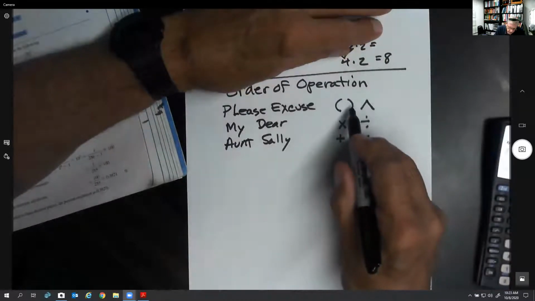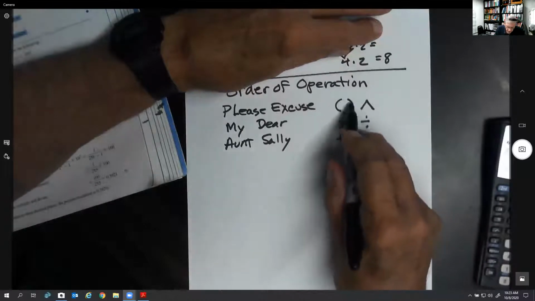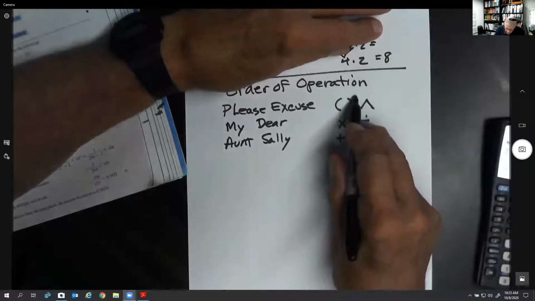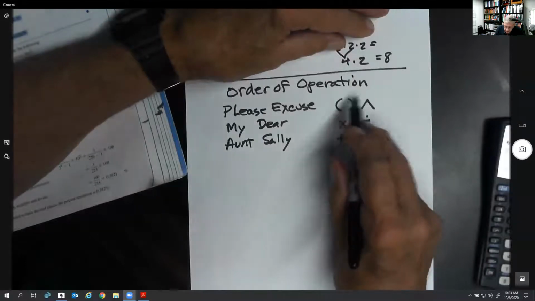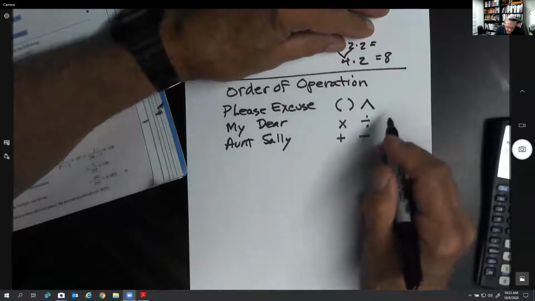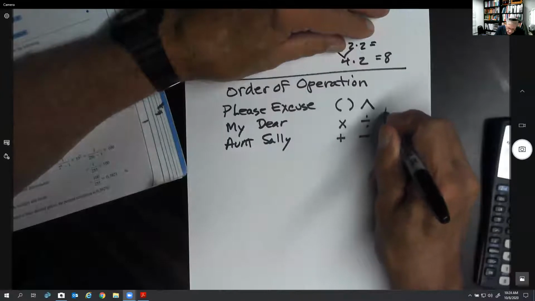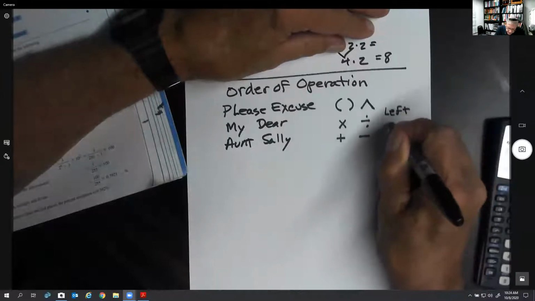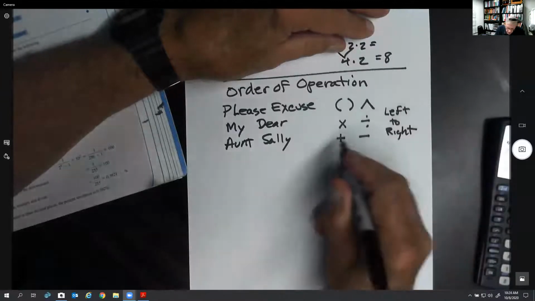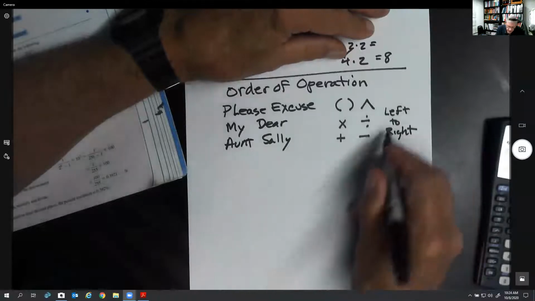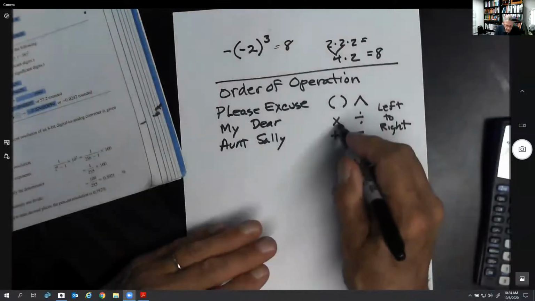Okay, how do you know which one to do first? There's kind of a tie between these two. So if you have a parentheses and you have the power outside, you're going to have to do the parentheses first. If you have the power inside, then you're going to do the power first and then the parentheses. Now, multiplication and division we do from left to right. That means whatever comes first, we do first. You could do division before multiplication as long as it comes first. First come, first served, between multiplication and division.